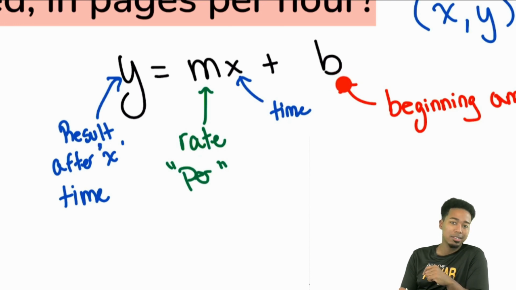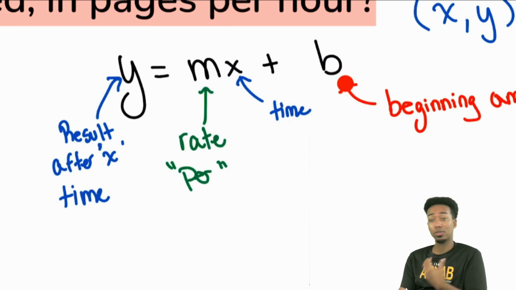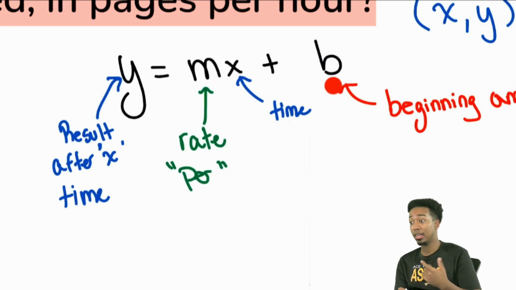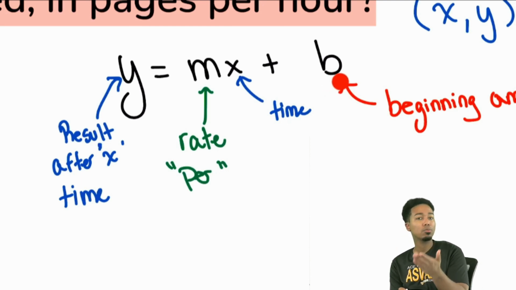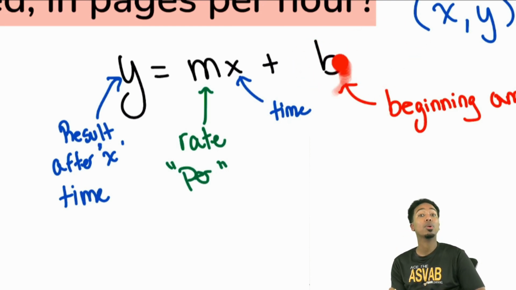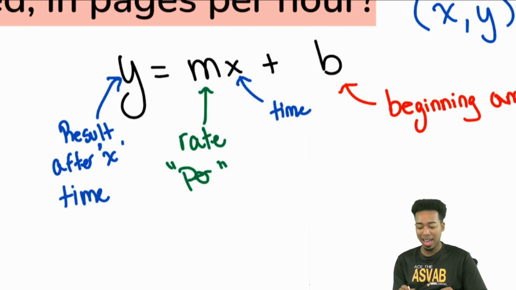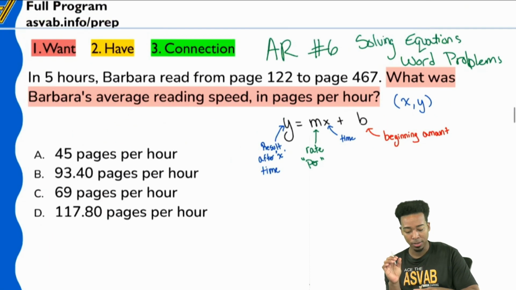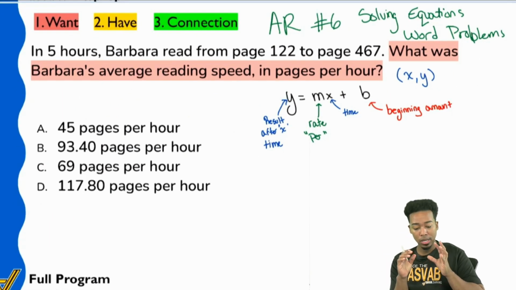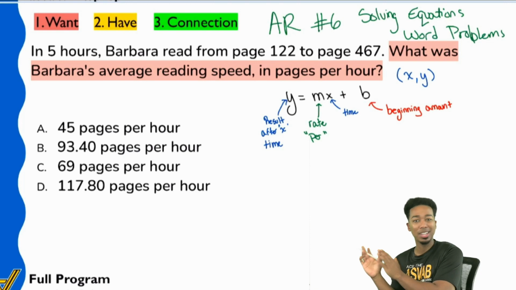B is always the beginning value. So whatever the problem tells you that we started on, initially we were here, that's your beginning amount. That's what B will always be. The beginning amount, B for beginning. And then again, X and Y are connected. X is typically time. Y is typically the result after that amount of time. So with that knowledge in our heads, let's show you how stress-free this setup can actually be.